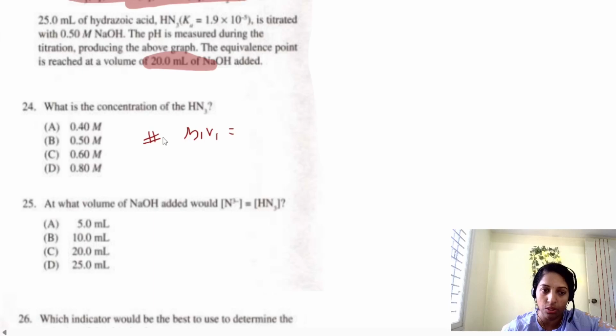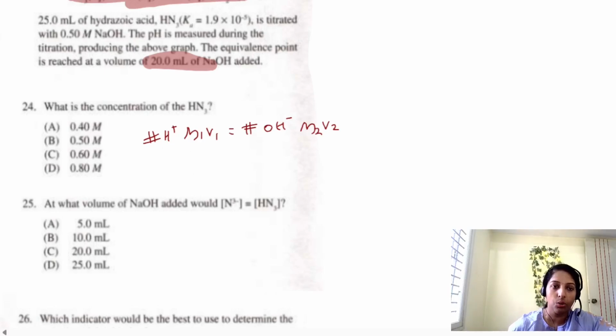Otherwise, you can generally use number of H+ times M1V1 = number of OH- times M2V2. If it's diprotic or triprotic, you can use the general equation like this, or simple stoichiometry. By using simple stoichiometry also you can do that. So anyway, I'm just using M1V1 = M2V2, right? Molarity we need to find. Here it's a monoprotic acid and monobasic base, so no issue.